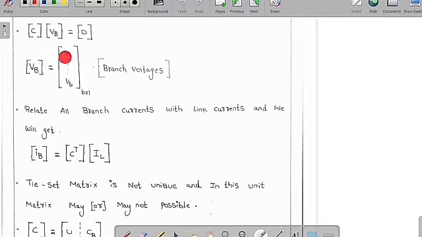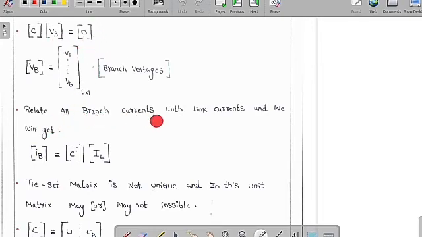Here VB means these are all branch voltages, V1, V2 up to VB, where B is the total number of branches. So these are basically branch voltages, and this C is called the fundamental Dissect matrix. Therefore, this is the way that C into VB is equal to 0. This is the equation you are going to get.